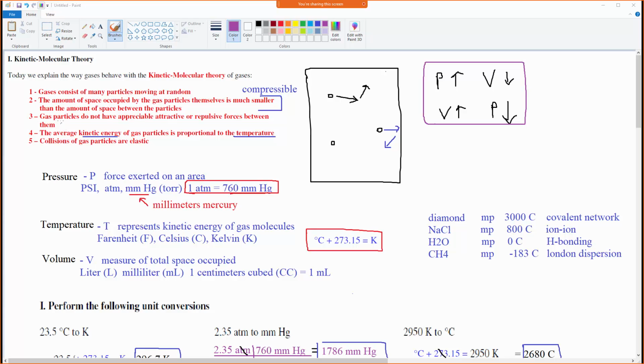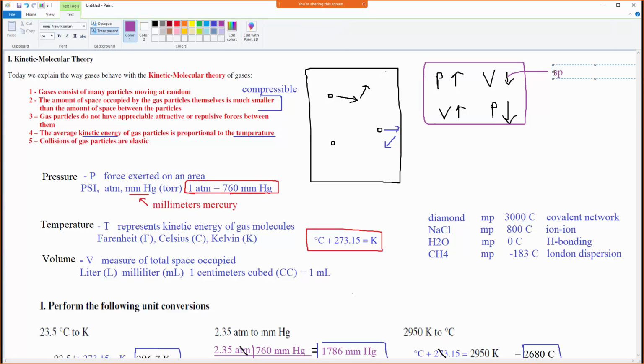Okay, so we know that volume is the space that it takes up, the space taken up by the gas. What is pressure again? I didn't write it down here. Pressure is collisions, right? It's the force exerted by collisions.